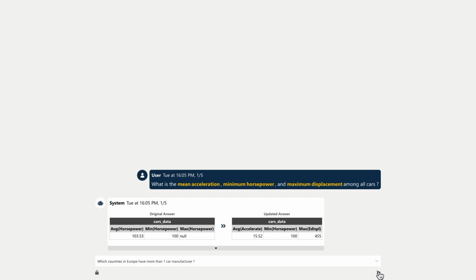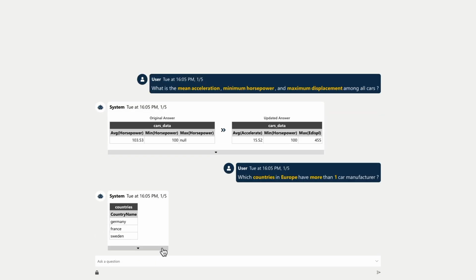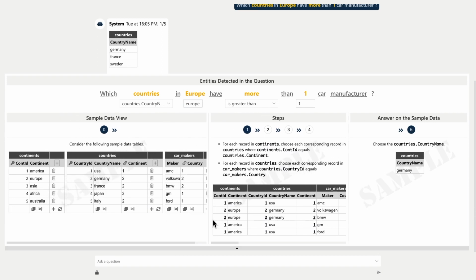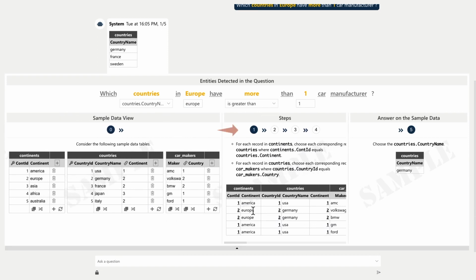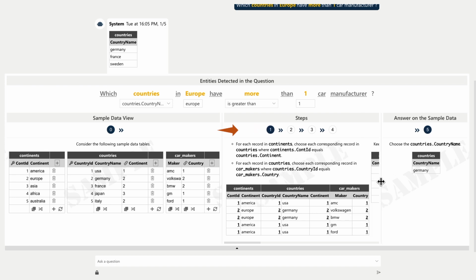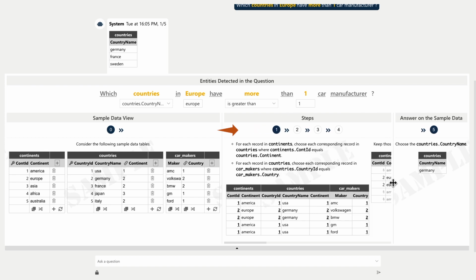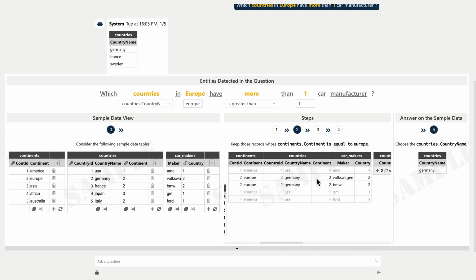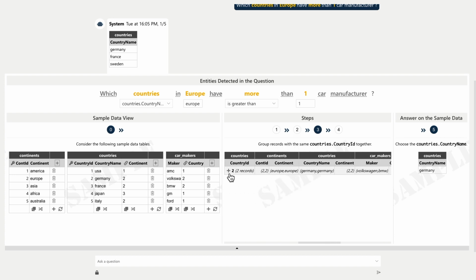Oftentimes, the generated SQL is complex, as is evident from the fact that there are three tables in the sample database. A new view is now visible in the center that logically breaks the generated SQL into small, understandable steps explained using natural language and tabular visualizations. The user scrolls through these steps but does not find anything to be wrong.